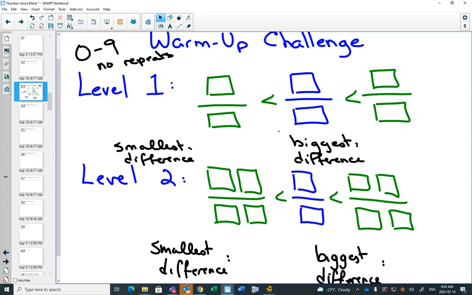Okay? Again, using 0 through 9, no repeats. So you can't repeat. And then level 2, same thing, except that uses all 10 numbers. Can you get two that the green ones are as close together as possible? And two where the green ones are farthest away as possible.